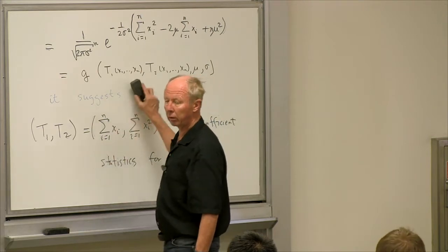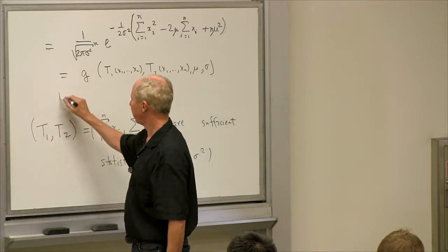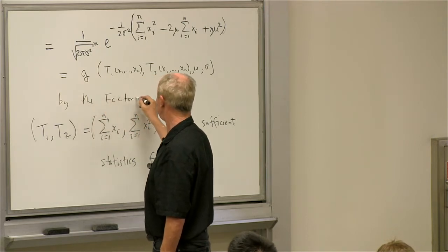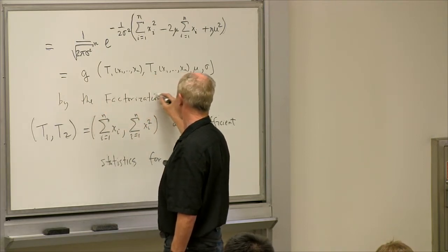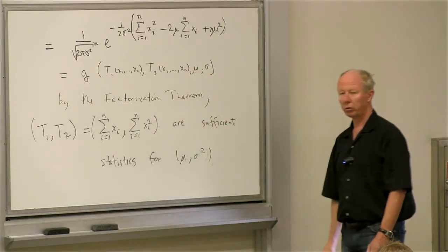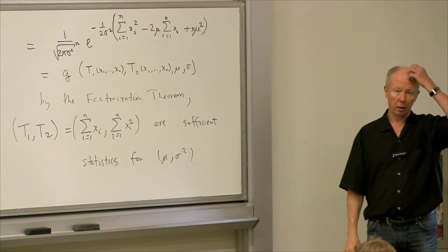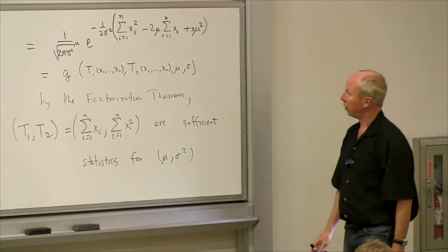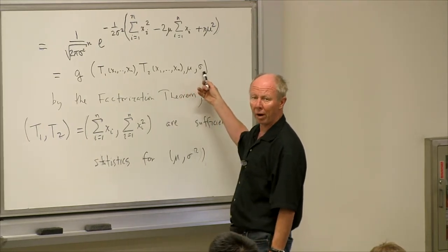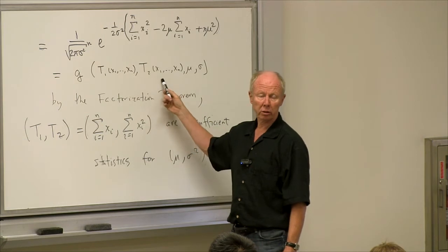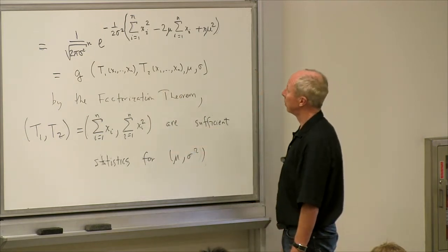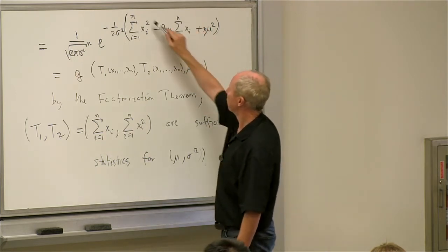So let me write this out. It suggests by the factorization theorem that the pair T1, T2 are sufficient statistics. Again, the only way the data appear in combination with the parameters is through these two functions. Here's T1, here's T2. Okay.